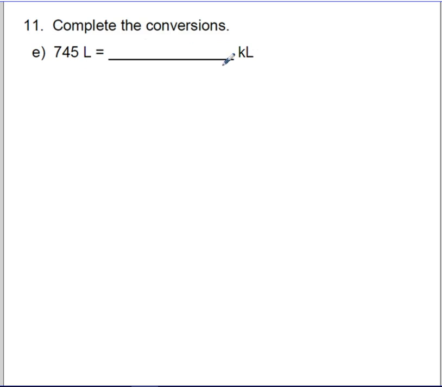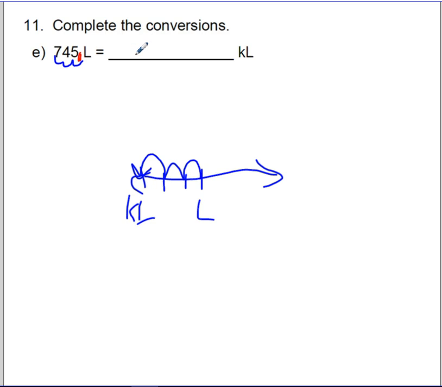This time we're going from liters to kilometers. So again, if you picture your number line, liters is in the middle, kilometers is all the way to the right. And so there's 2 in between. So it takes 1, 2, 3 spaces to the left to get from liters to kilometers. So we have to take that invisible decimal, we'll put it in there, and move it 1, 2, 3 spaces left. So that leaves us 0.745 kilometers.